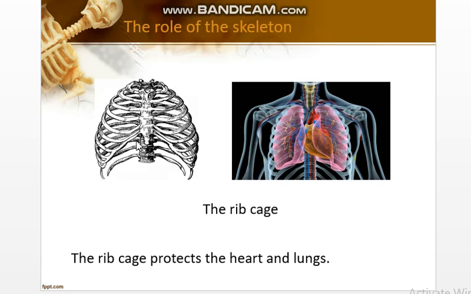This is your rib cage. The rib cage protects the heart and lungs. Look here. This is an X-ray photo of a human body. Here is the rib cage. Look here, it protects two organs. They are the heart and the lungs. The heart and the lungs are protected by the rib cage.